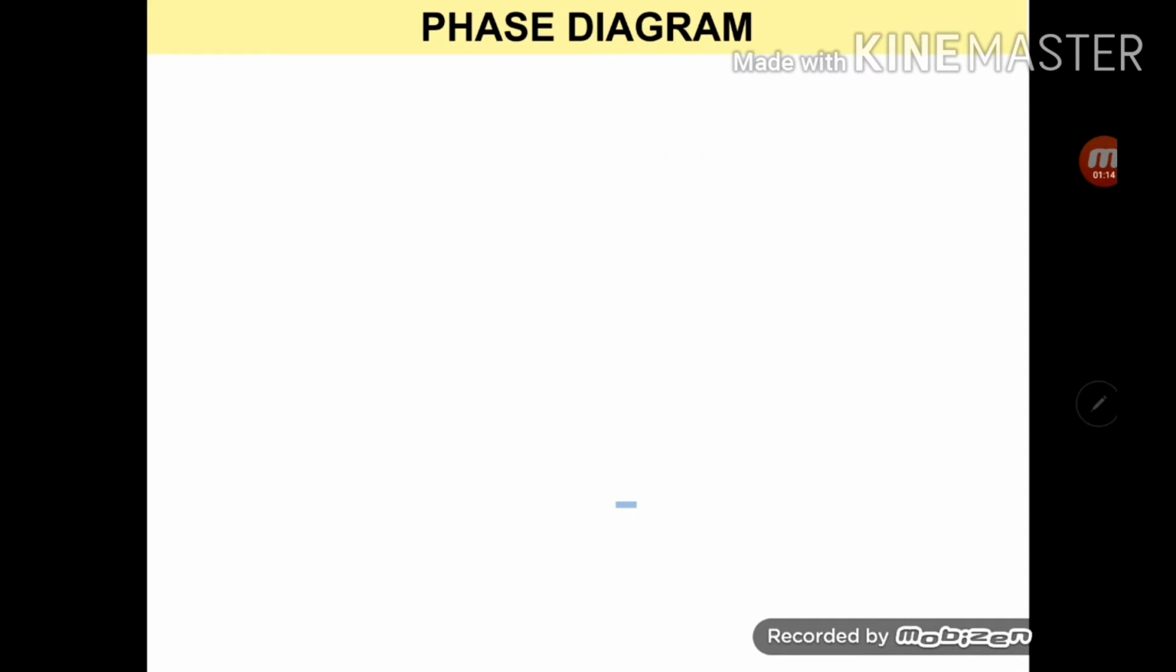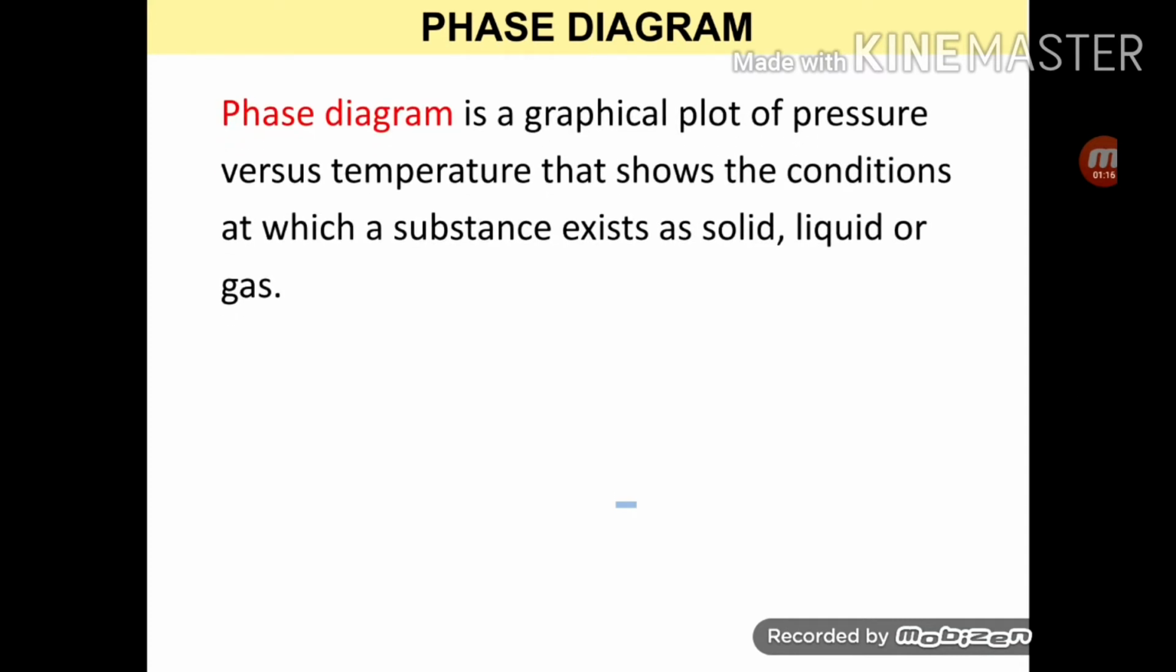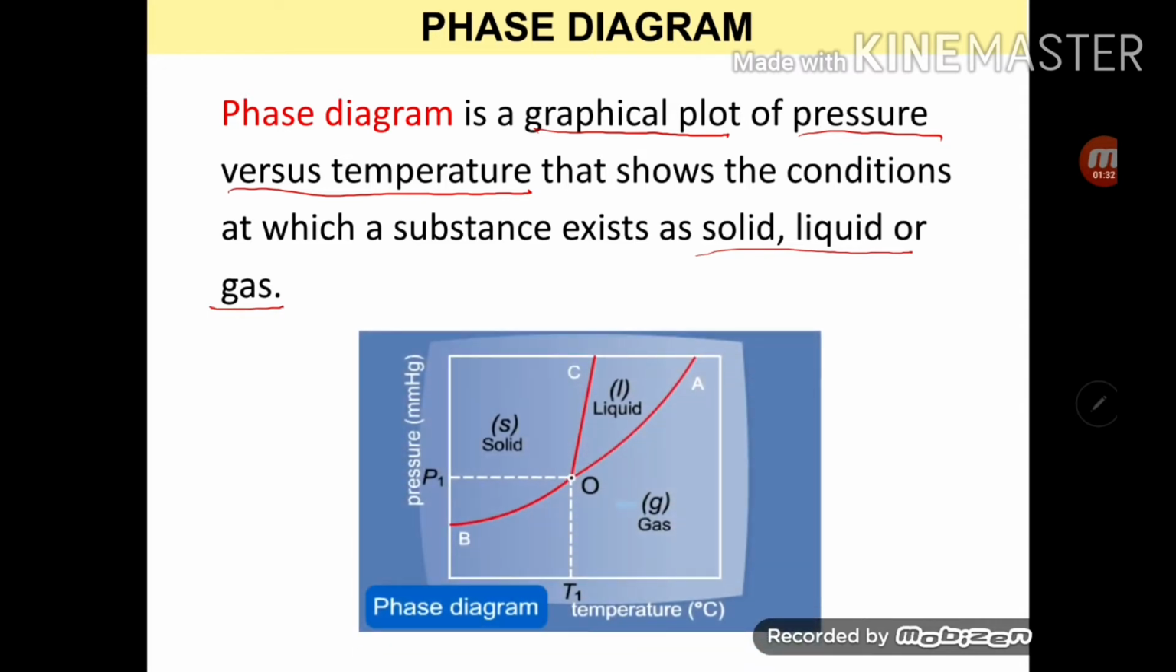Phase diagram. A phase diagram is a graphical plot of pressure versus temperature that shows the conditions at which a substance exists as solid, liquid, or gas. So look at this phase diagram. Axis Y is pressure and axis X is temperature.